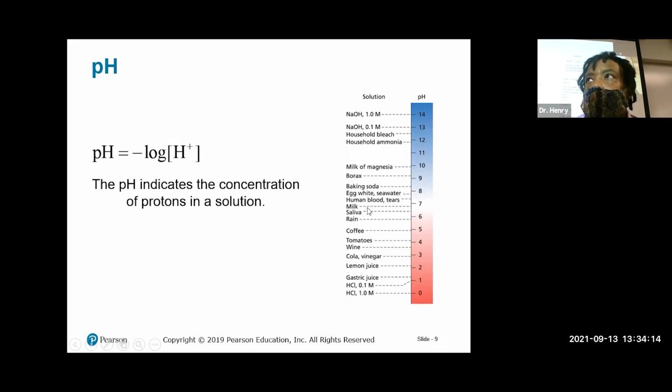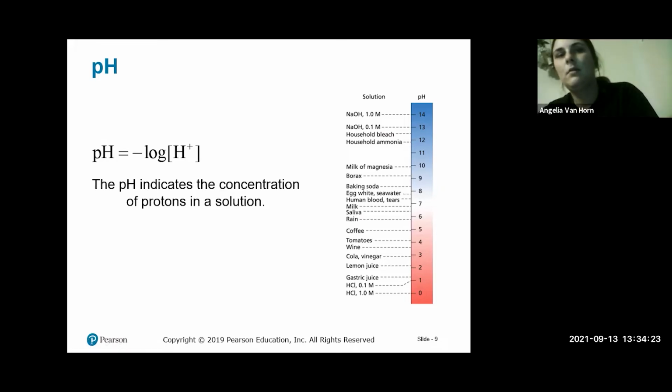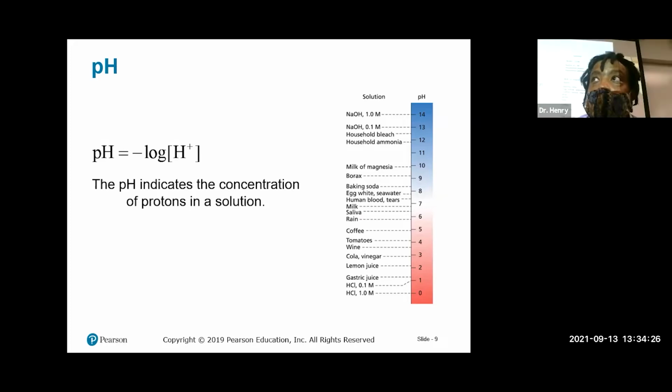So milk, is that a strong acid or a weak acid based upon this scale? Where is it located? It's a weak acid, a very, very weak acid. We also know that milk has lactic acid in it, which is a very weak acid. It's a carbon acid. Then we know saliva is weak. Rain is weak.